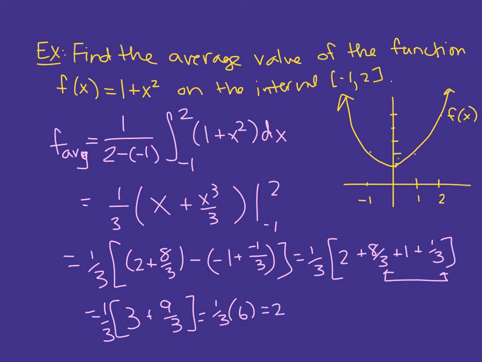So if we were to look at this graph, we started at -1, we ended at 2. So what that value 2 says is that over that interval, there is the same amount of graph below that line as there is above that line. So that's what that average value is actually saying.